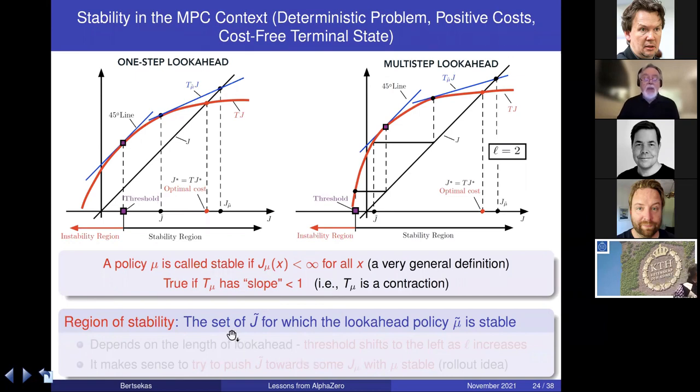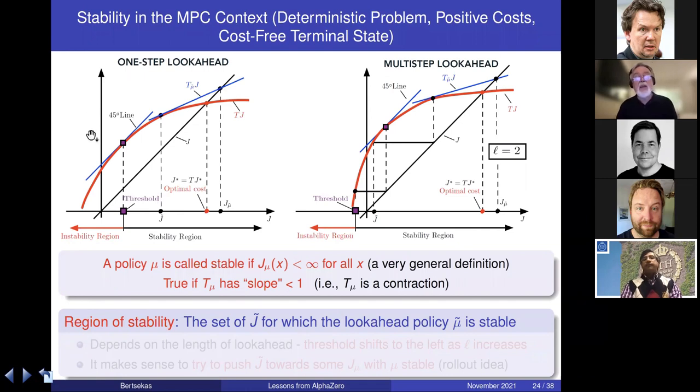We define the region of stability to be the set of all J tilde cost approximations for which the lookahead policy is stable. You can see here that if you choose J tilde to the right of some threshold, then the corresponding policies, because of the monotonicity, are stable. On the other hand, if you choose them to the left of some threshold, the policies are not stable because they don't intersect the 45 degree line.